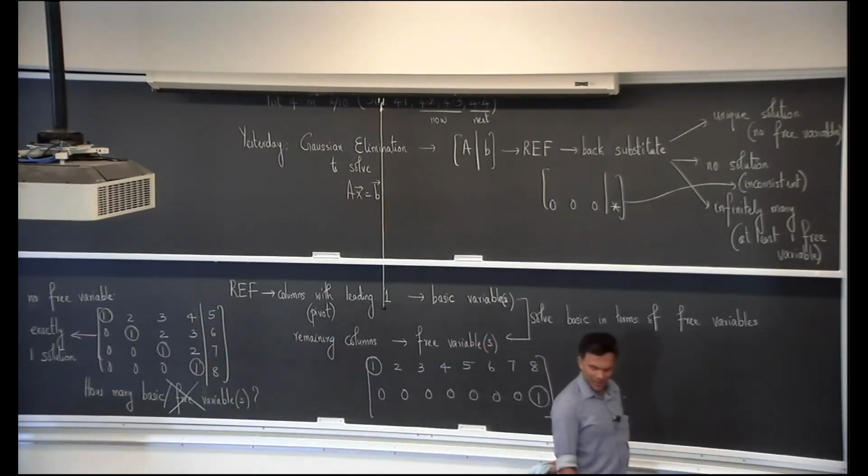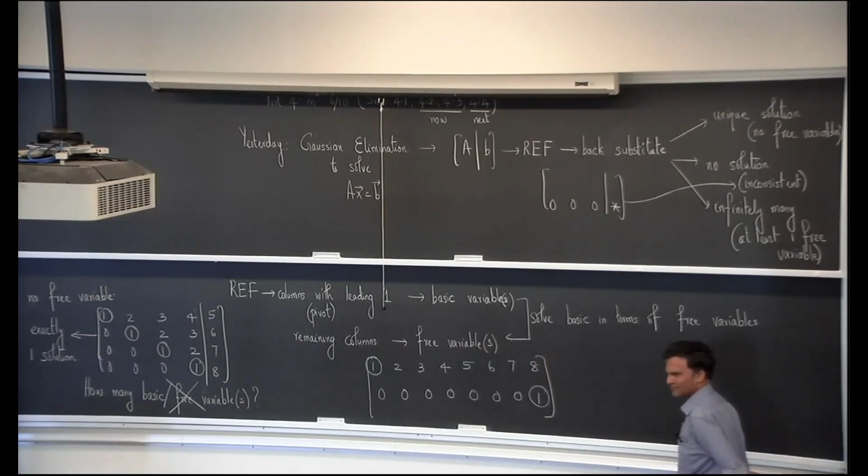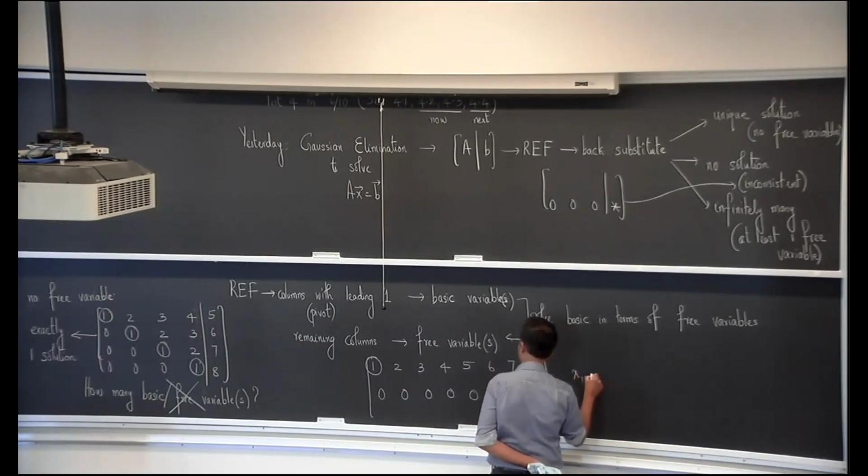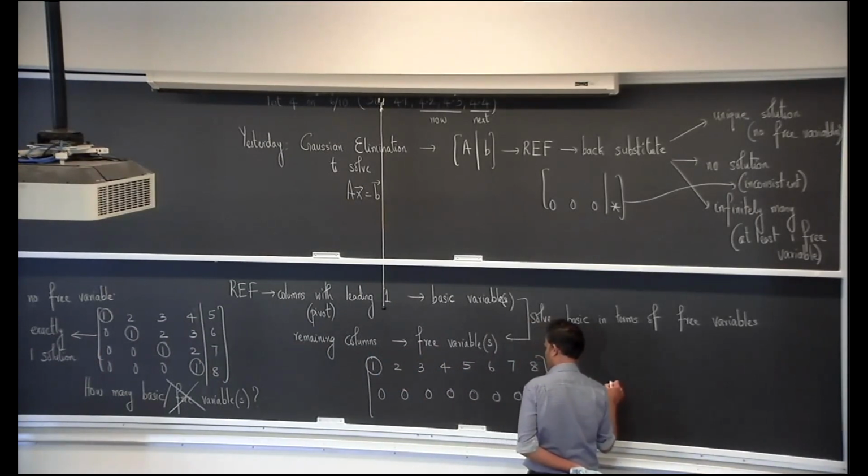Is that yes or no? Or yeah? Seem to be suspicious. It is, right? This is a leading one there. That's a leading one here. So it looks kind of awkward sitting down here, but that's okay. So x1 and x, what do you count this? 1, 2, 3. Yeah, x8 are basic. So there are 6 free variables. Okay.